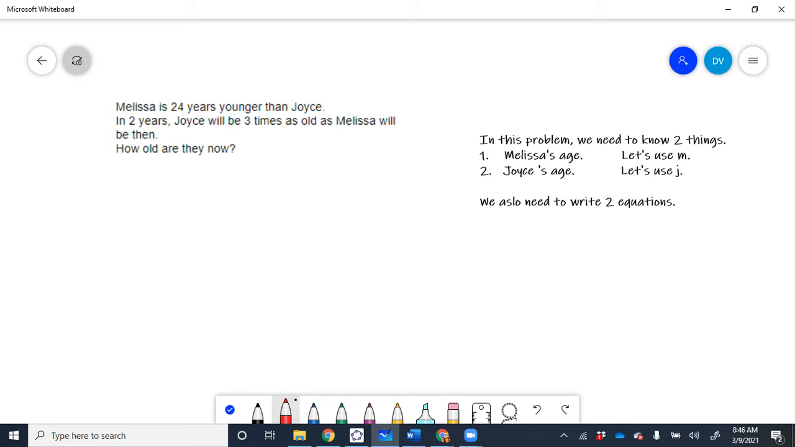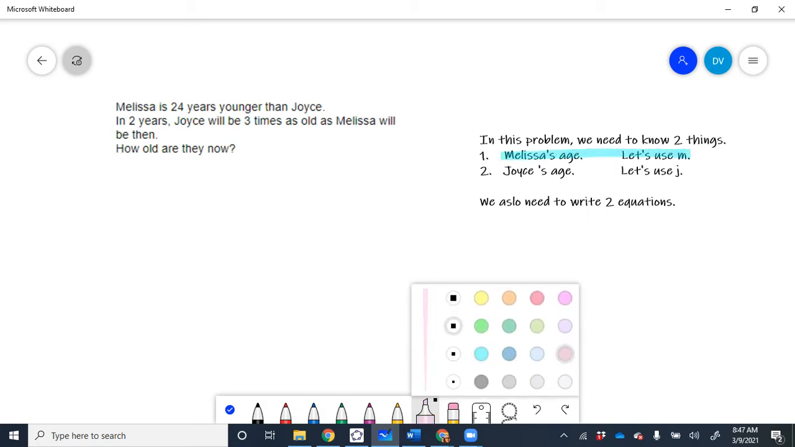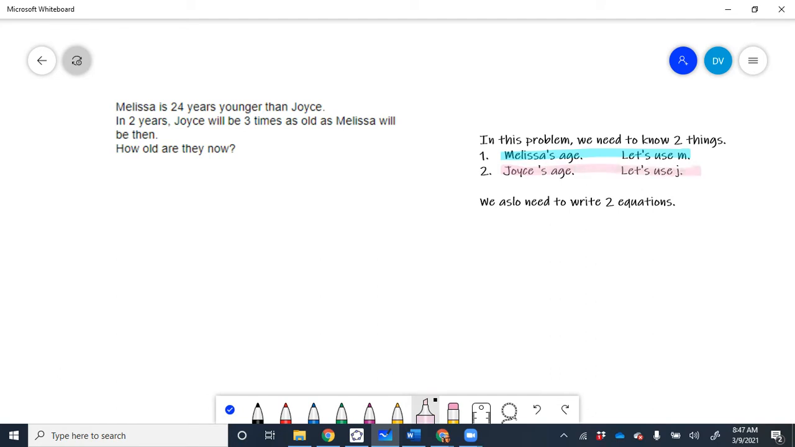In other words, we need to know Melissa's age. We're going to use the letter M. We need to know Joyce's age, and we'll use the letter J. Again, maybe some familiar colors. Let's use that color blue for Melissa. Let's use pink for Joyce. When we get M, we'll use blue. When we get J, we'll use pink, whichever one we get first.